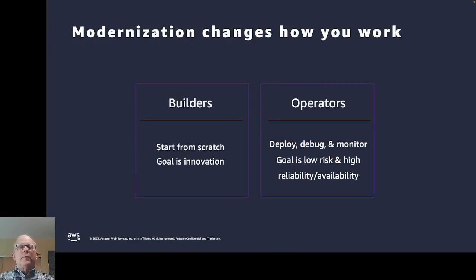Modernization, and specifically the adoption of serverless technologies, really changes how you work. And this applies to anyone who interacts with the application. With serverless, you're adopting a new application architecture triggered by events and rethinking how you store state information. You're also rethinking how you operate your applications. Let's study what these changes look like and how that impacts the builders and operators in your organization.